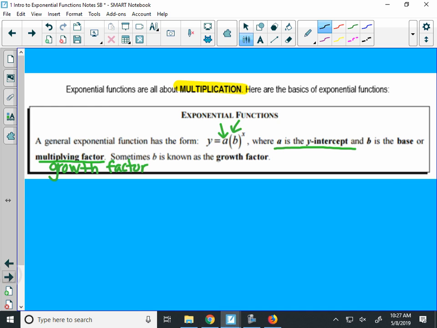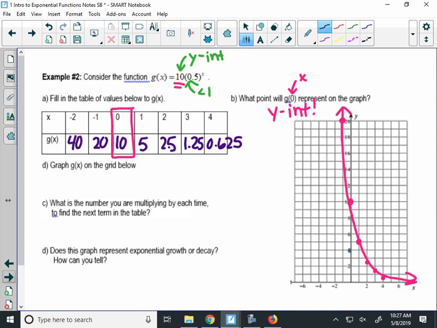So I need to figure out what am I multiplying by in this problem to get from term to term. Now since the numbers are getting smaller, we're actually going to multiply by a fraction. And the trick to figuring out what the fraction is you're multiplying by is to take the second number divided by the first number.